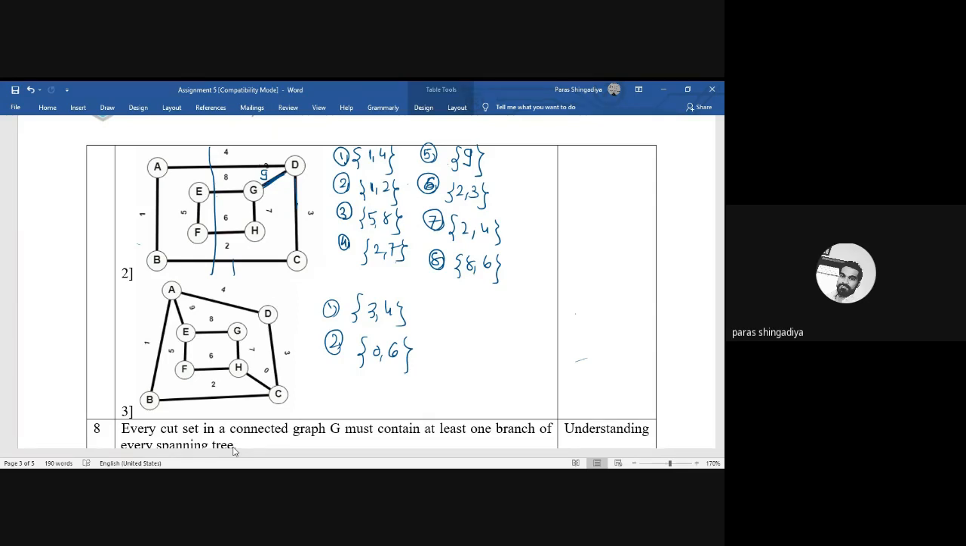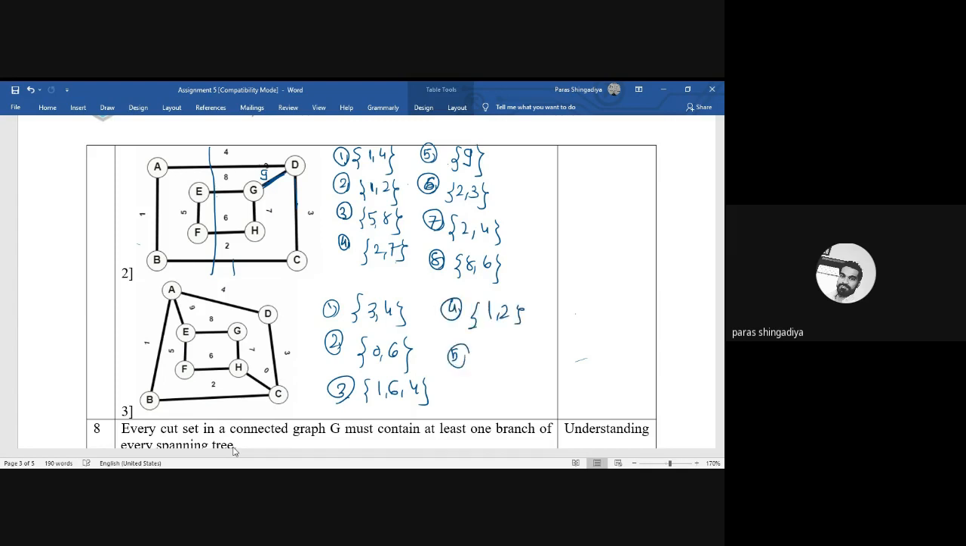Delete 0 and 6. Edge 0 is between C and H, and edge 6 is between A and E. So delete 0 and 6, and the inner box will be disconnected from the outside of the graph. So {0, 6} is a cut set. Then the third one we can take is {1, 6, 4}, a cut set. Then the fourth one, {1, 2}, is a cut set.